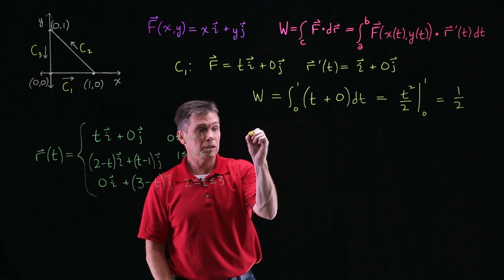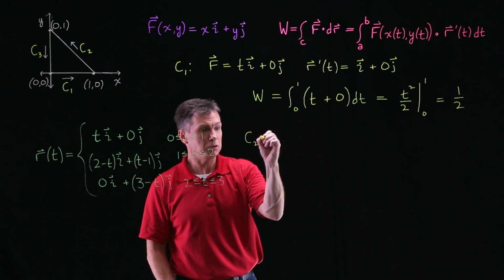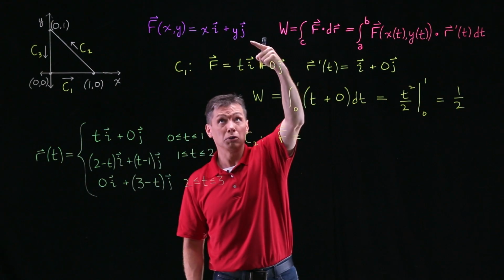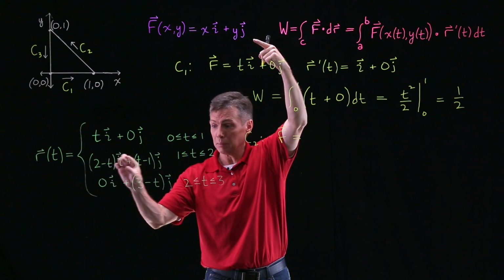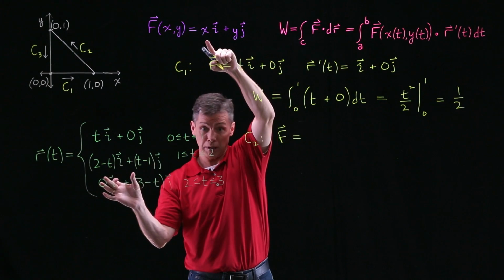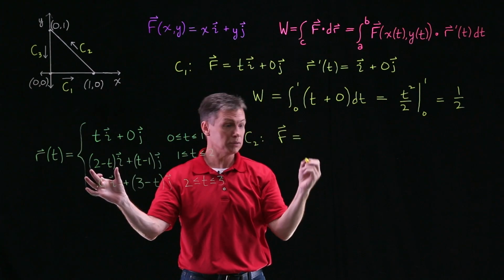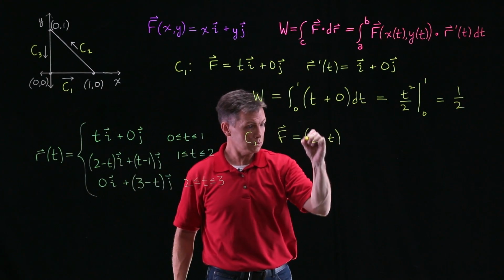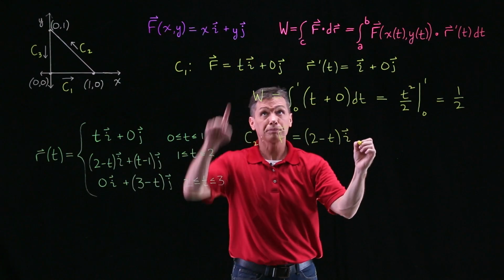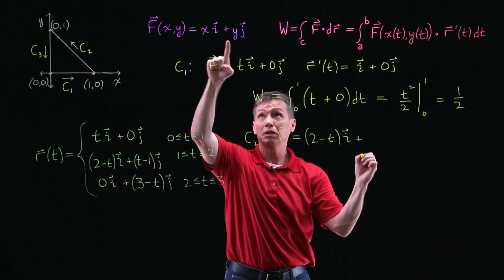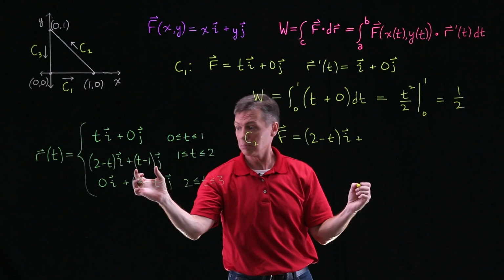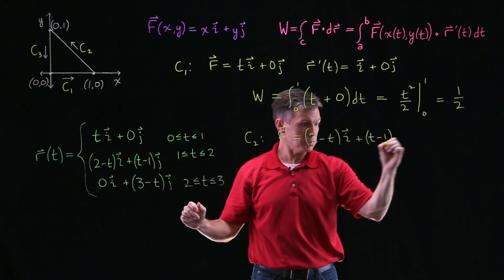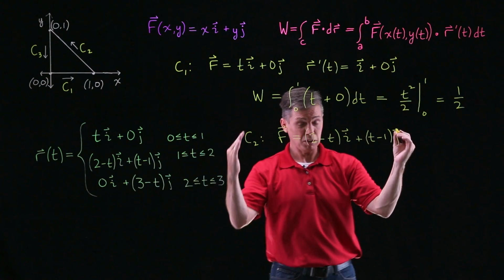Okay, now let's try the same type of work for C sub 2. I'd like to first get a handle on F. I'm following my purple formula, but I'm looking in my second branch. So for X, I'm plugging in 2 minus t, and that is all times the i vector, plus, looking at my Y, which would be my second component there, t minus 1, and that's times the j. And I'm done with F.